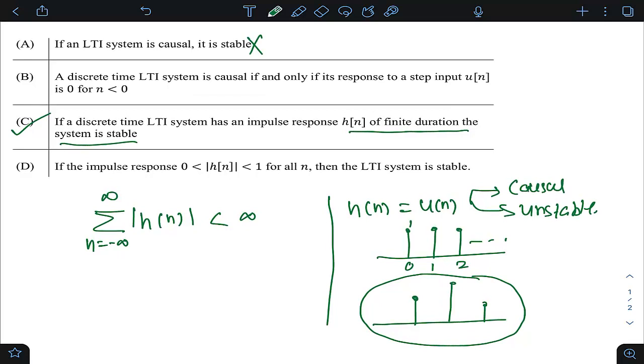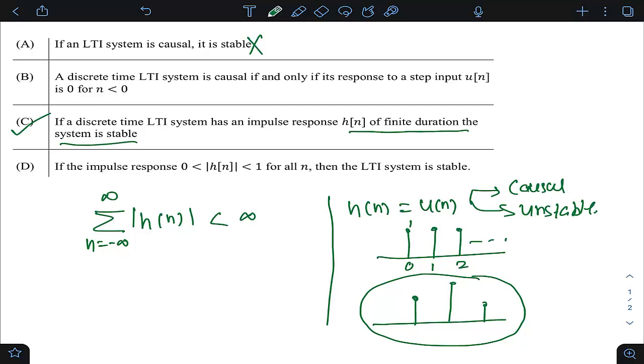So what about option D? If the impulse response is between 0 and 1 for all n, the system is stable.